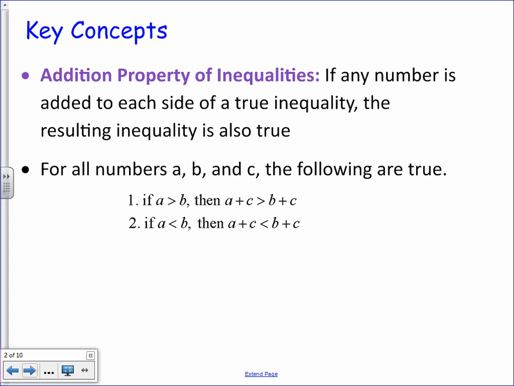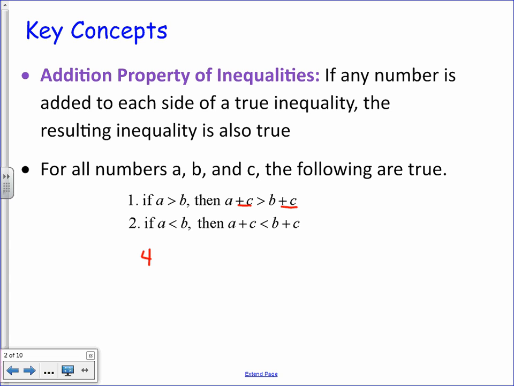It says, if any number is added to each side of a true inequality, then the resulting inequality is also true. For example, for all numbers a, b, and c, the following are true. The first one is if a is greater than b, then if I add c to both sides, to both a and b, then a plus c is greater than b plus c. Let me show you that in some numbers.